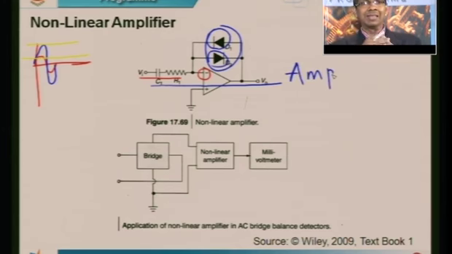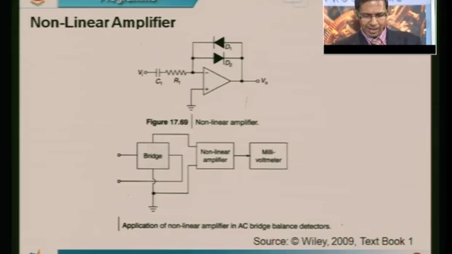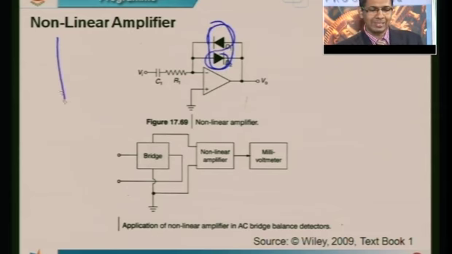The moment your signal becomes large, which is the case with the blue waveform here, let me go back and redo it once again. The moment the signal is large, what happens? These two diodes turn on. For a positive value, D2 turns on. For negative values, D1 turns on. So for a large signal, both the diodes turn on.